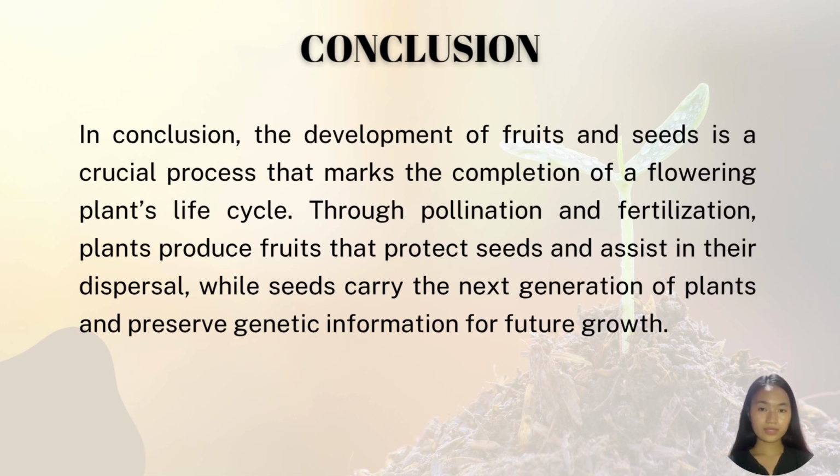So, in conclusion, the development of fruits and seeds is very important to plants and for people. So after fertilization happens in a flower, fruits grow to protect the seeds, and seeds carry the young plants inside them. So fruits help to spread the seeds to new places, while seeds make sure the plant can grow again in the future. So fruits and seeds are not only used by plants to continue their life, but also give humans food, medicine, oil, and other useful things. So they also help in keeping the environment healthy and balanced.